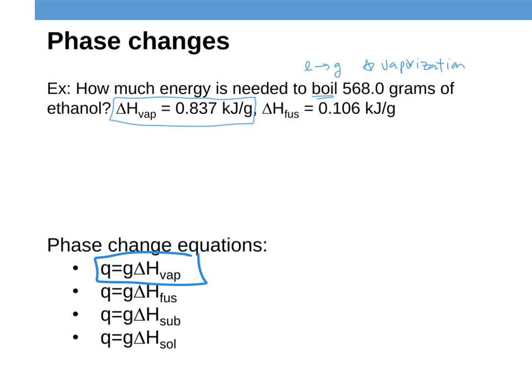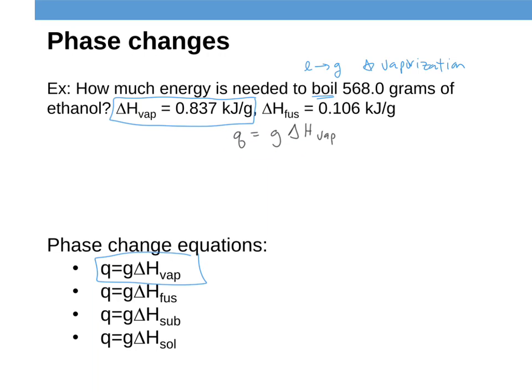So I'm going to say the energy needed, the Q, the heat, is going to be g times delta H of vaporization. And one thing you're going to want to keep in mind: this equation will work fine, right? It has grams here, and my heat of vaporization also has grams in it. You're just going to want to make sure that if you're using this equation that has grams in it, your delta H has grams in it.